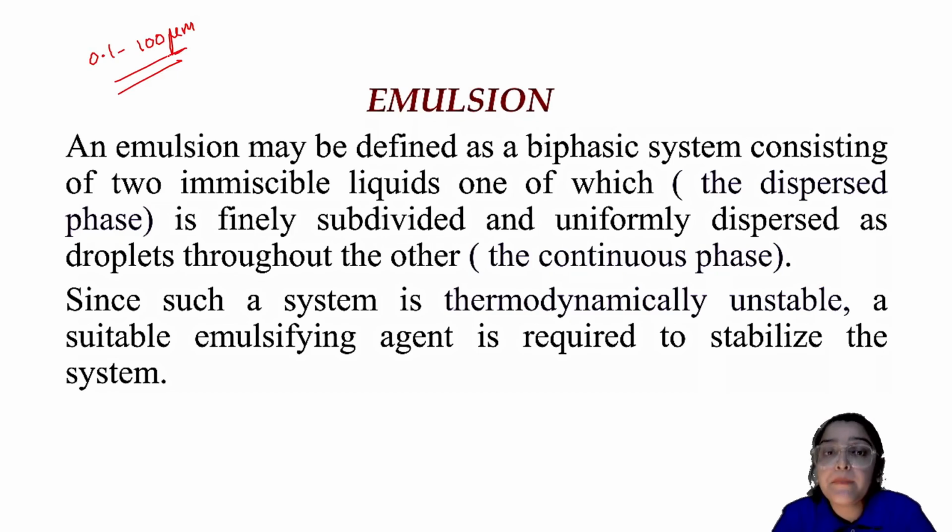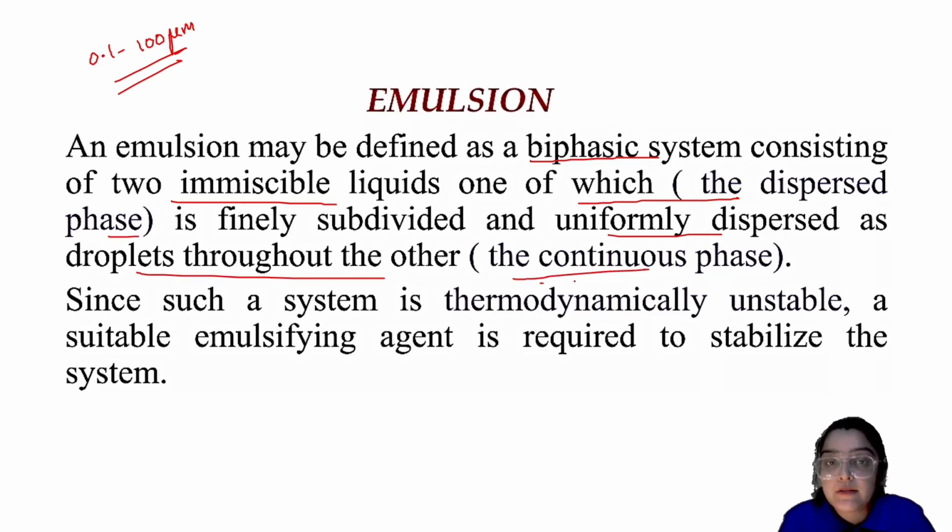Alright. So an emulsion may be defined as a biphasic system, as I have mentioned, which consists of two immiscible liquids in which one of the phases, that is the dispersed phase, is uniformly dispersed into the other medium, which is known as the continuous phase, right? These are thermodynamically unstable systems because of their size and such properties, due to which they can undergo a lot of instability issues, including flocculation, coalescence, creaming, right? So phase separation is possible with emulsions, due to which they are referred to as thermodynamically unstable systems. So we have to add a suitable emulsifying agent, which is required to stabilize the system. We'll be discussing these instability issues in detail.